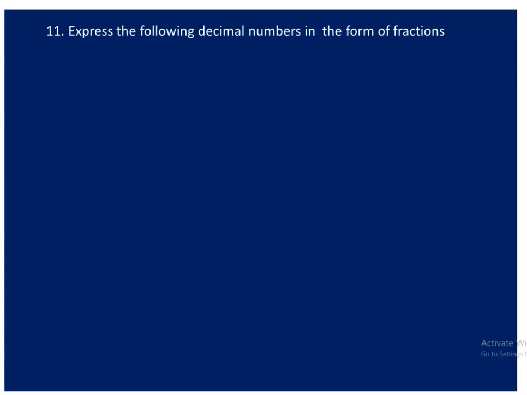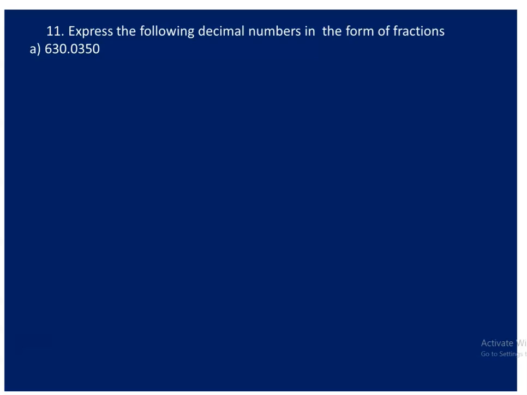Question number 11 says: express the following decimal numbers in the form of fractions. So you are given 630.0350. Dear students, I brought this for you intentionally because if you observe the last zero here, it is meaningless. Whenever you see a zero after a decimal without another non-zero number behind it, we can discard that zero. Okay, we can do that.